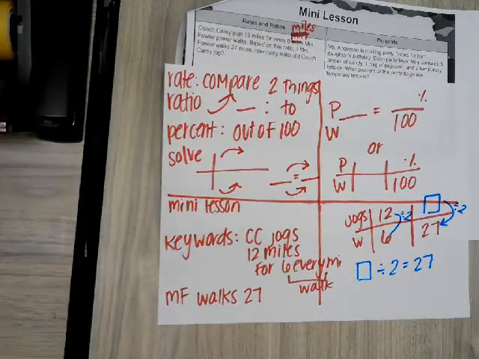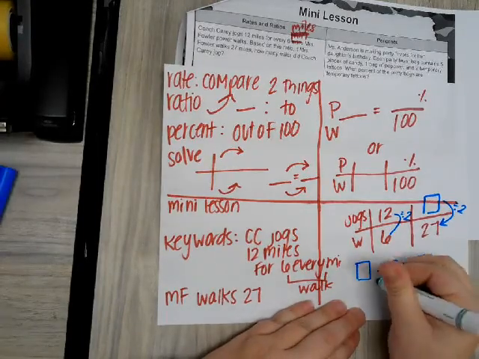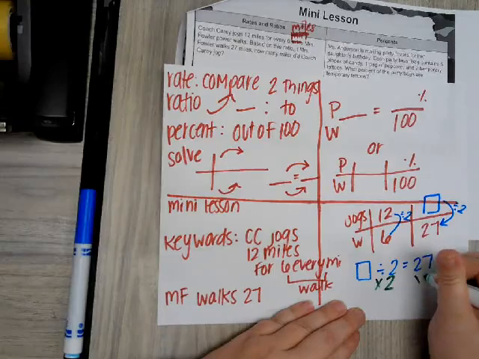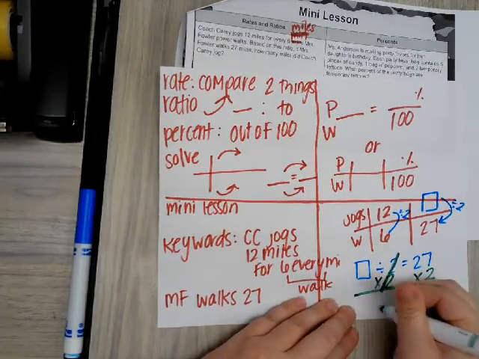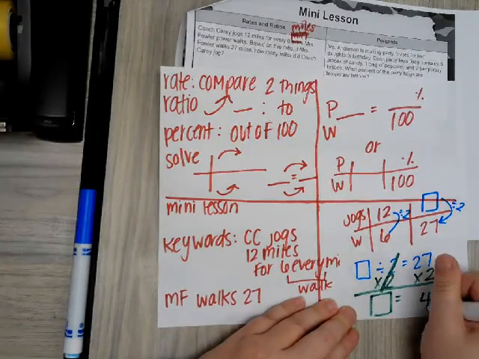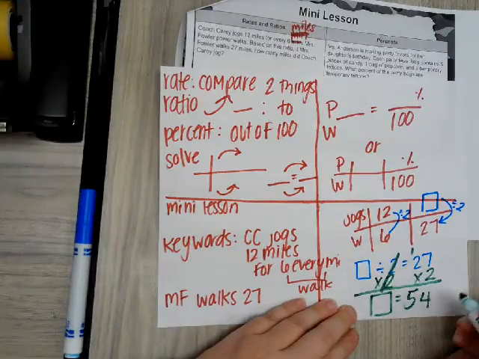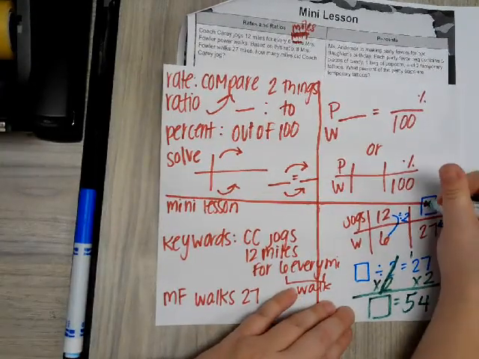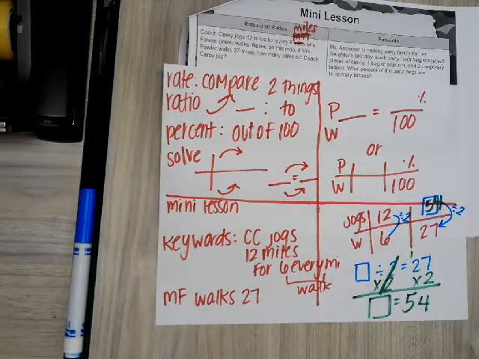Well, I can do the opposite, right? So how can I get this box by itself? I can do the inverse. So multiply by 2, multiply by 2. My 2's cancel. 7 times 2 is 14. Carry my 1. 2 times 2 is 4. Plus 1 is 5. Wow. Okay, Miss Fowler, good job. You went 54 miles. Coach Carey, you're going to have to pick it up a notch, all right?